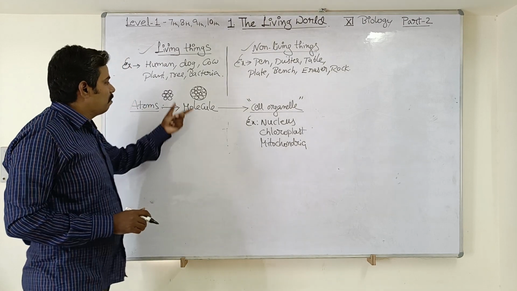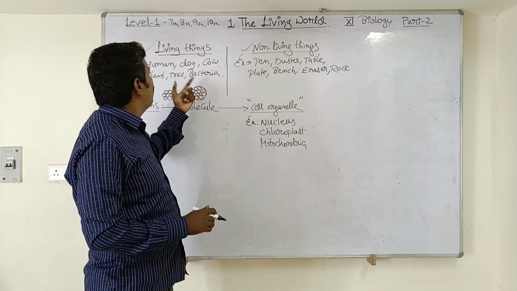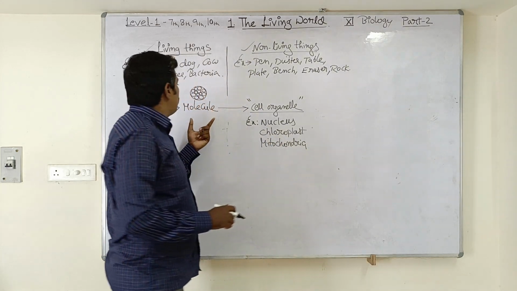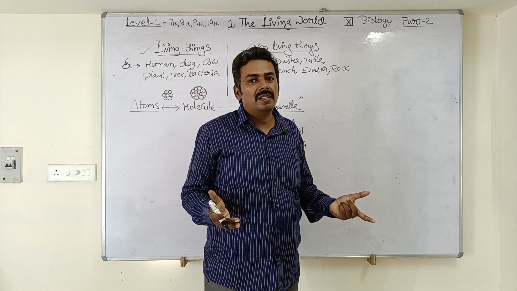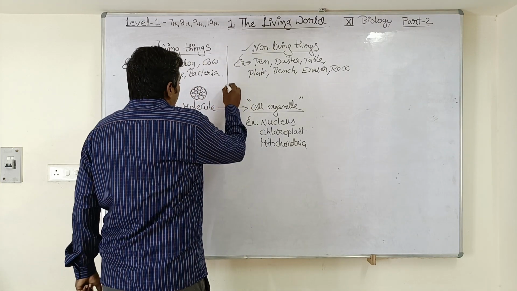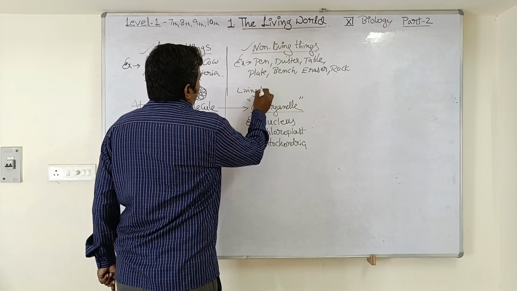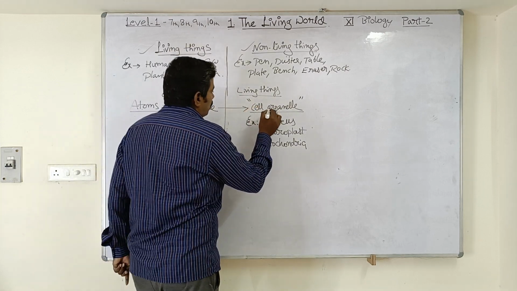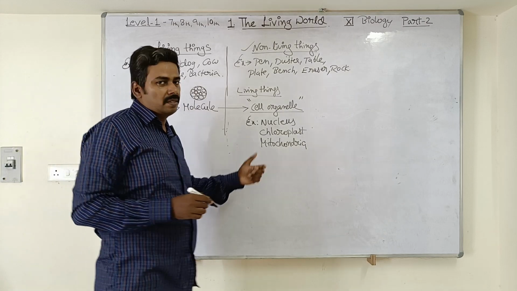In living organisms, the molecules combine and give rise to cell organelles, but in non-living things such cell organelles will not be formed. Just molecules combine together and give rise to a compound. There is no formation of cell organelles in non-living things. So here the difference comes in: in living things, the molecules are able to form cell organelles, but in non-living things, molecules will not form cell organelles.